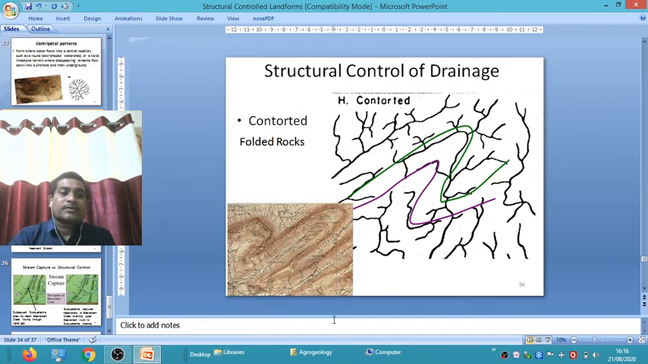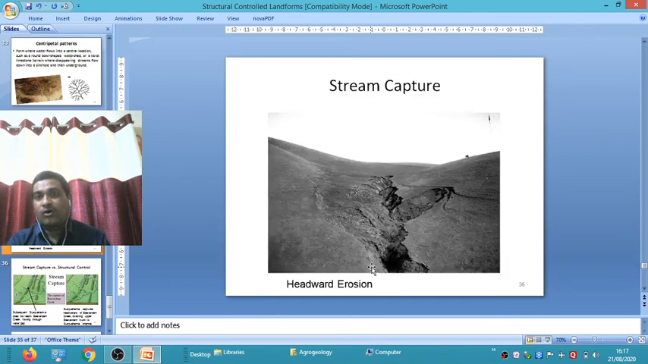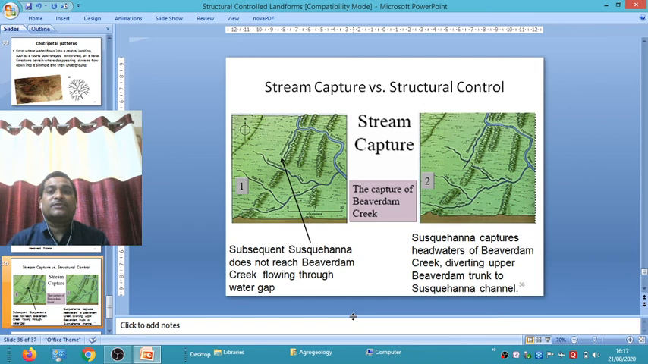Another important structural control of drainage is folded rock. Next, stream capturing and headward erosion: stream capture versus structural control. What is meant by stream capturing and structural control? Stream capture means the capture of, for example, Beaver Dam Creek. The subsequent stream does not reach Beaver Dam Creek flowing through the water gap.